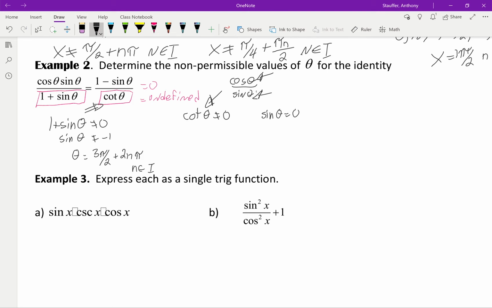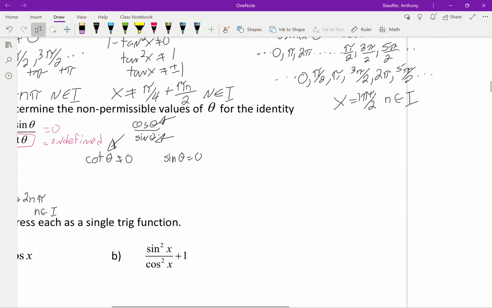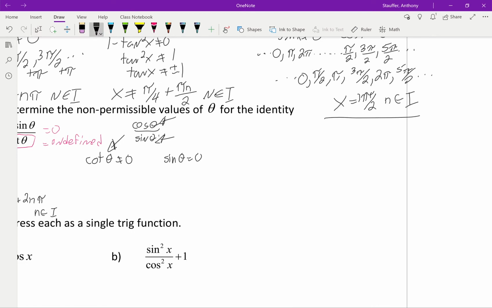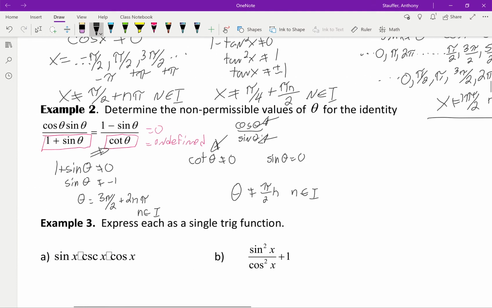Luckily, from the question that we just did previous to this, if I look up here, I already have my solution preloaded. So theta cannot equal pi over 2 n, where n is in the set of integers. And I forgot to put the cannot equal on that one.